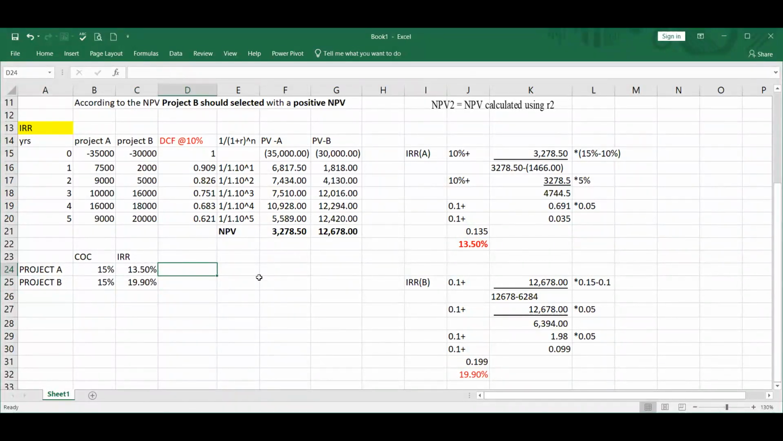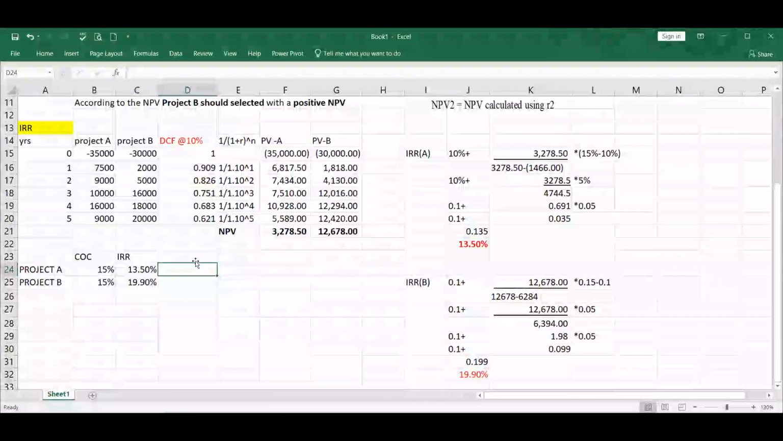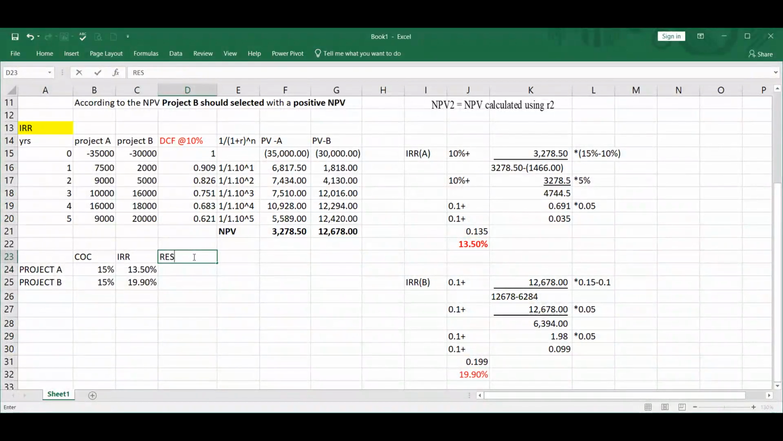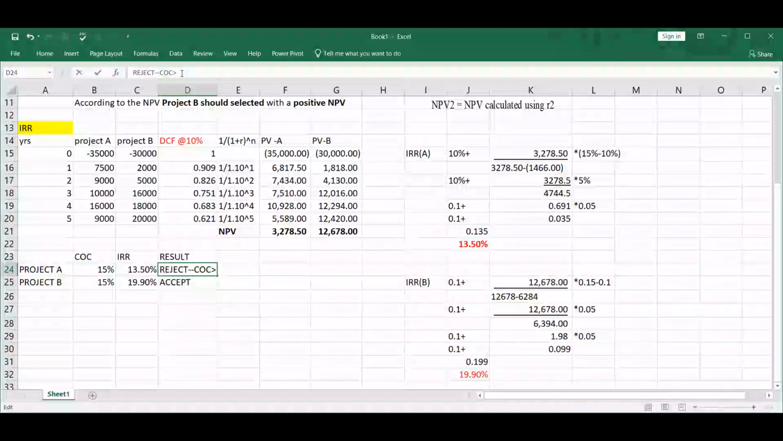So when compared to the cost of capital and IRR, the result would be these both projects are viable. So we have to accept both. Why are we going to accept? No, here we have to reject this one. Why are we going to reject? Because the cost of capital rate is more than the IRR.